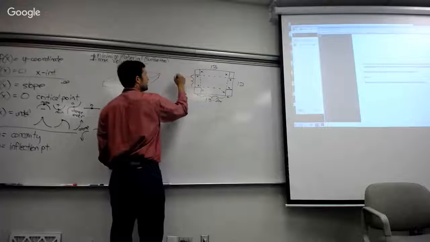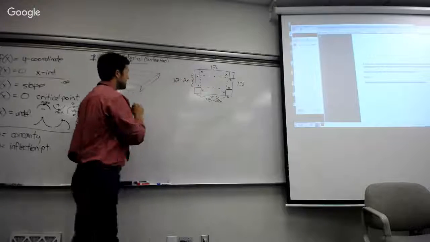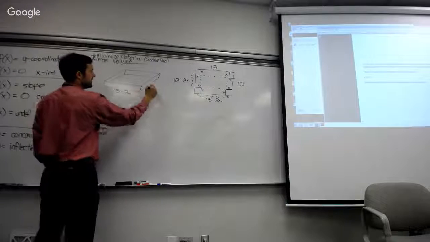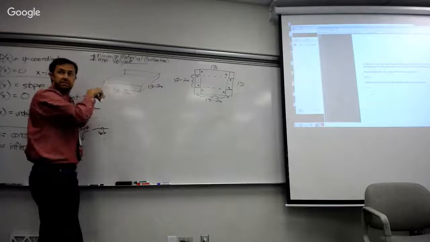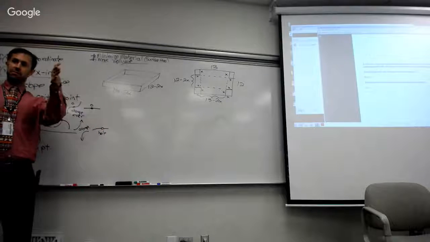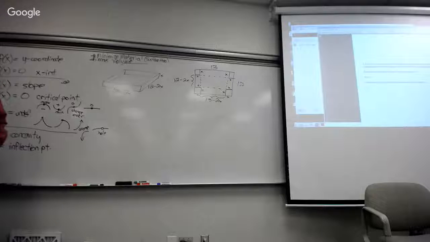It'd be what? 12 minus 2x. So now the actual dimensions of our box, we've got 13 minus 2x for the length, and then 12 minus 2x for the width. And then how tall is the box? How tall is the box once you fold up the flaps? x. Okay, so does everyone feel comfortable about that model?